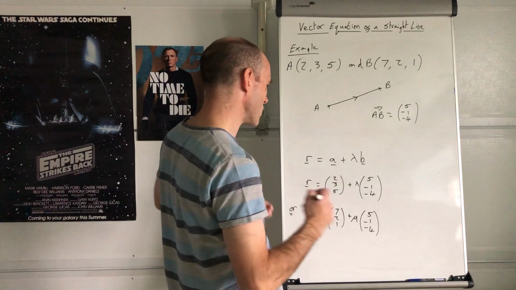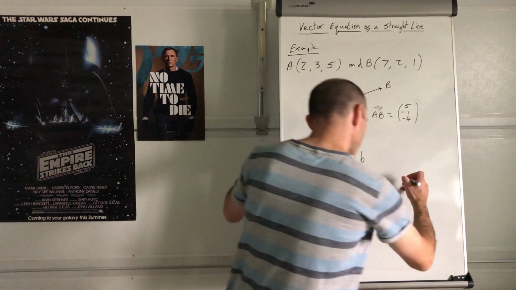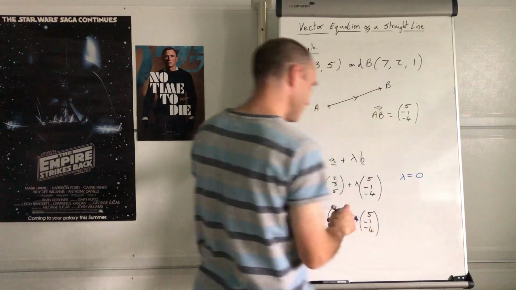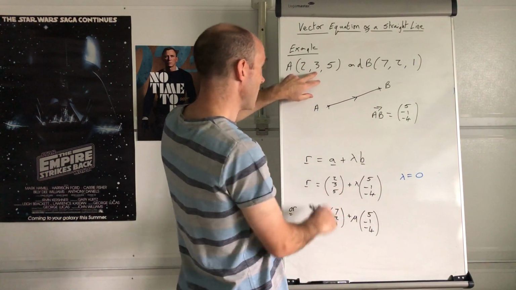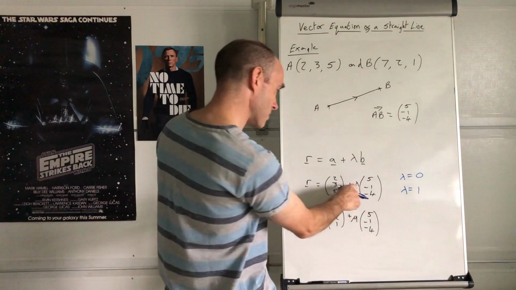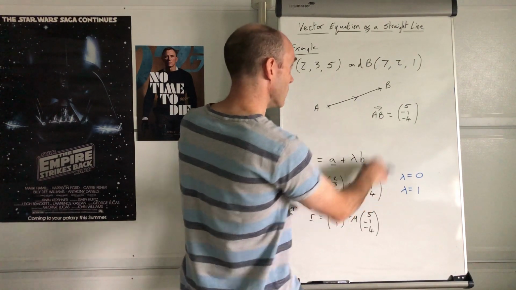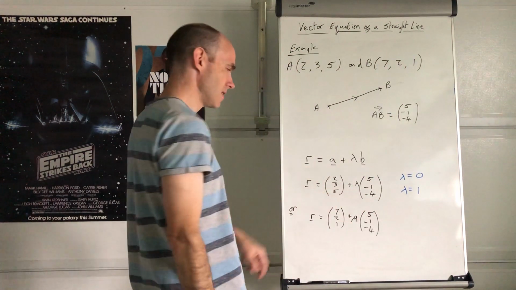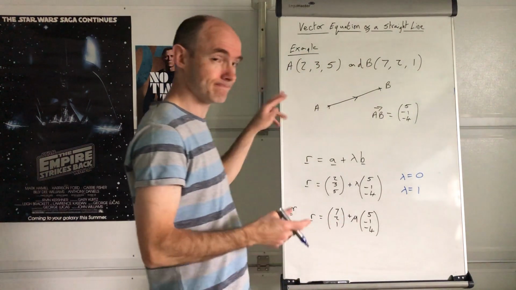So for this one here, I'm going to choose a value of lambda equals 0. So that gives me the point (2, 3, 5). And I'm also going to choose the value lambda equals 1. Because then when lambda equals 1, I've got 2 plus 5, 3 subtract 1, 5 subtract 4, gives me that. Done. With this one, can you come up with the values of mu that will give us those 2 points?